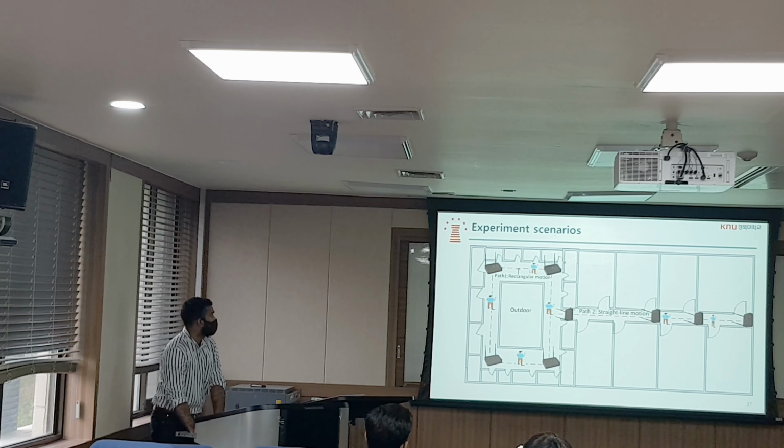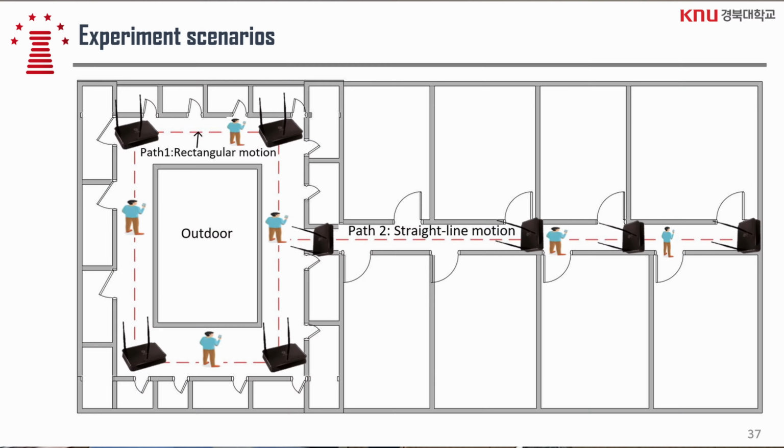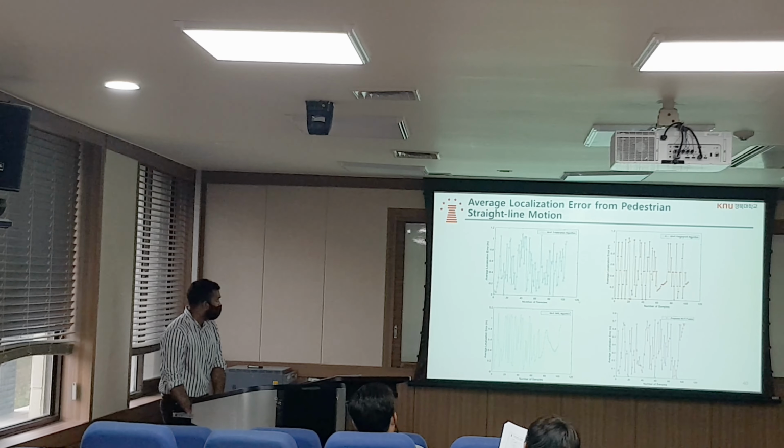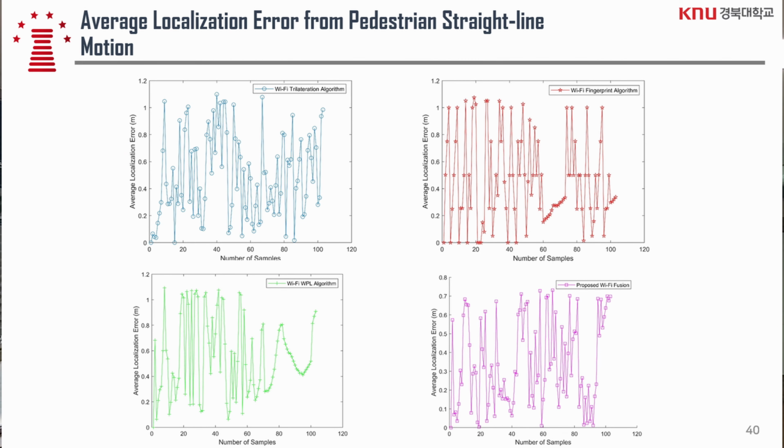For the experiment scenario, the same experiment, we consider the access point in both rectangular and straight line motion. Here is our estimated result using the proposed Wi-Fi fusion, and we also consider the conventional approaches: the weighted path loss model, the fingerprint approach, and the trilateration algorithm, for rectangular and straight line motion. Here is the average localization error for rectangular motion in 4 scenarios, and also for straight line motion, from the 4 approaches, our proposed approach and the other conventional approaches.